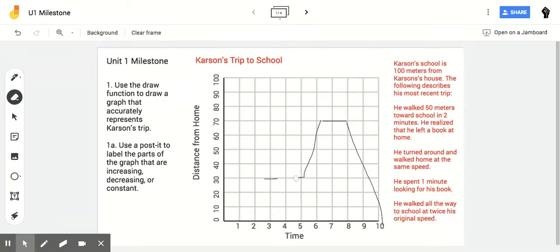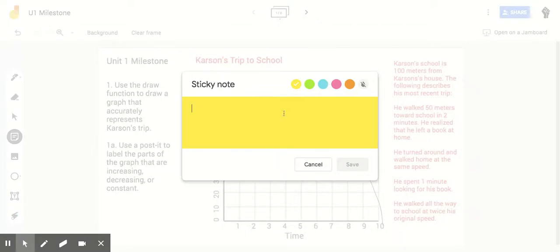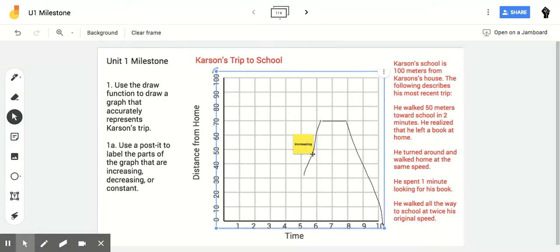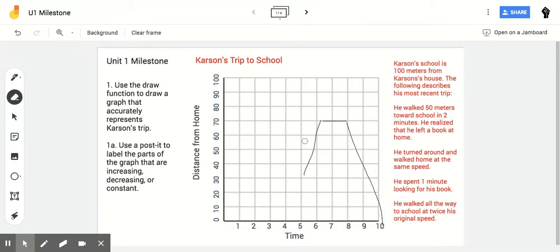After you finish drawing, so let's say I've got my graph in here, you're going to use the post-it function or the sticky note to label each part of the graph as increasing, decreasing, and constant. So I could take my post-it, I typed increasing on it, and I'm just going to stick it right next to where my graph is increasing. Okay, so that is the first section. This is where you will probably spend the majority of your time. So take your time making these graphs.